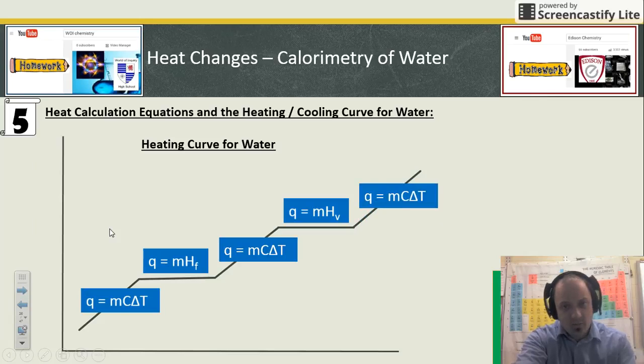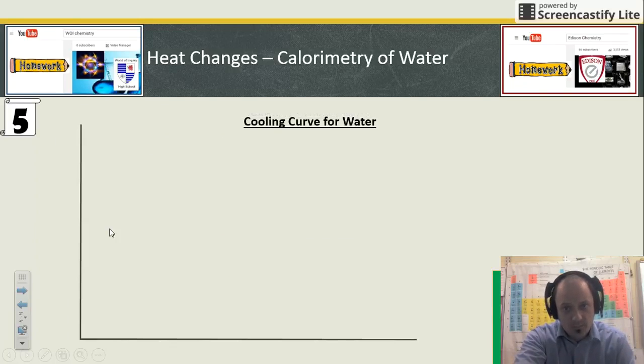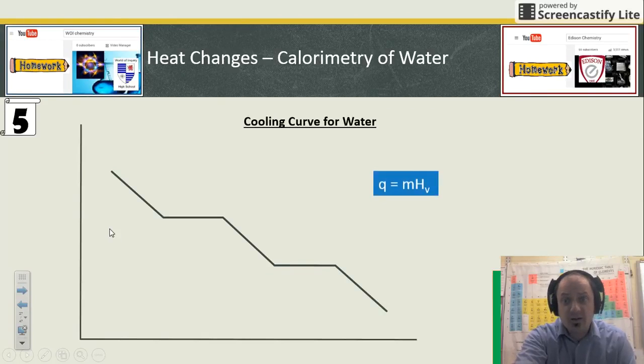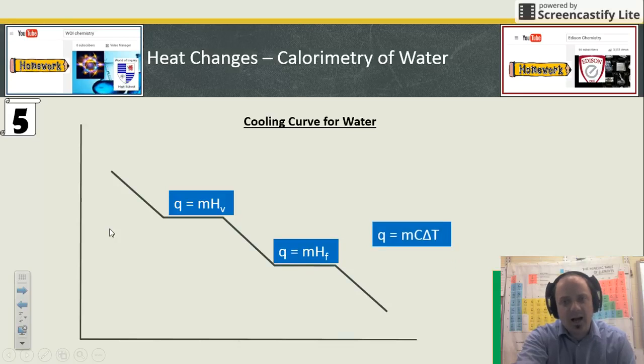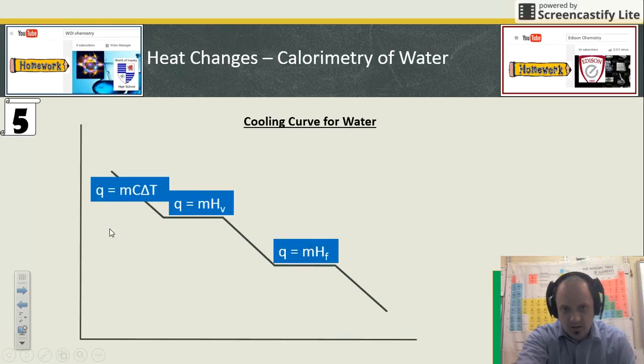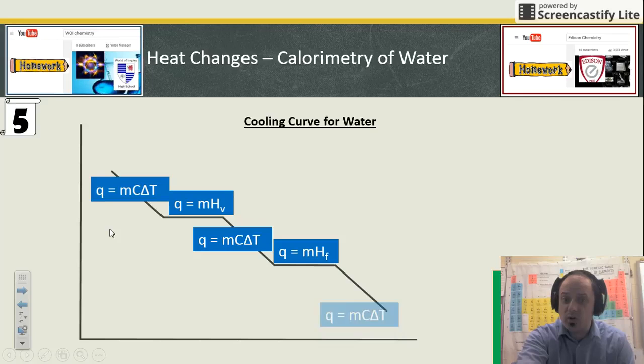Okay, so these are the places that you would use each equation if you were tracking heat changing of a substance using a heating or cooling curve. Guess what? Even though the curve's profile looks different, high to low, the same equations go in the same spots. Vaporization on the high flat, fusion on the low flat, and delta T on all the slants in between.